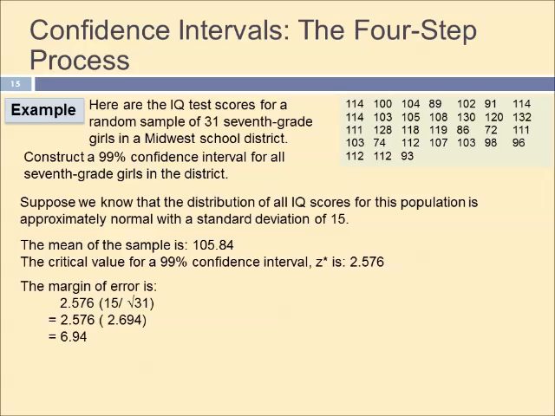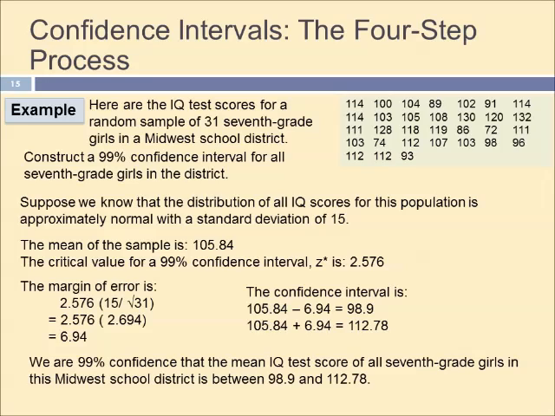So we can calculate the margin of error: the z value, 2.576, times the standard deviation divided by the square root of the sample size, 15 divided by root 31. And we get a value of 6.94. That's our margin of error. And then the confidence interval is our sample mean minus that value and the sample mean plus that value. So we add and subtract 6.94 to the sample mean 105.84.